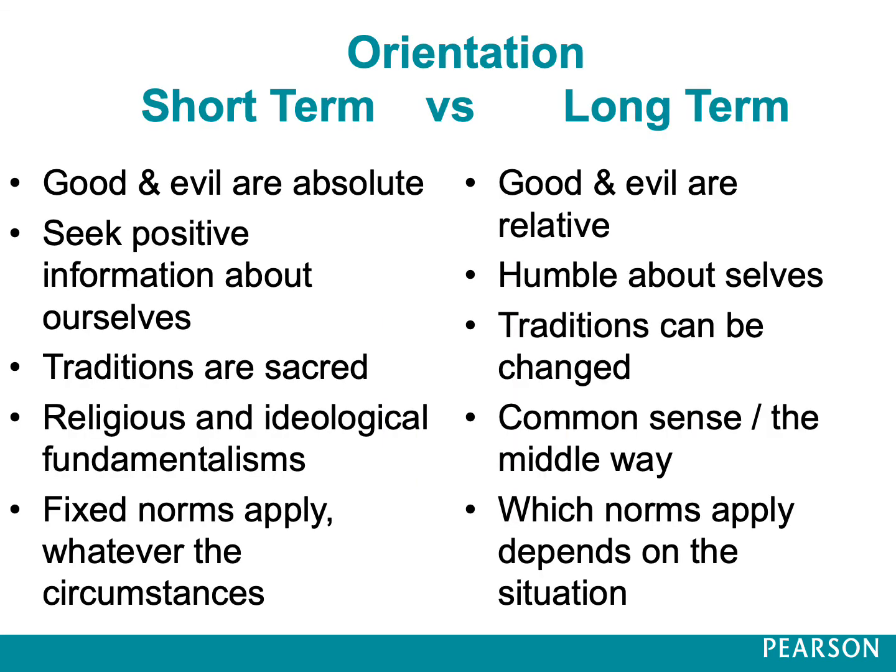The next method in judging a culture is looking at orientation, short-term versus long-term. A short-term orientation has several recognizable traits: absolute definitions of good and bad, the desire to seek a positive image and information about ourselves. The traditions are important as they are what help hold the society together. Religion and ideology play a large role in keeping things the way they are. The norms of behavior are fixed and very hard to change, regardless of the situation.